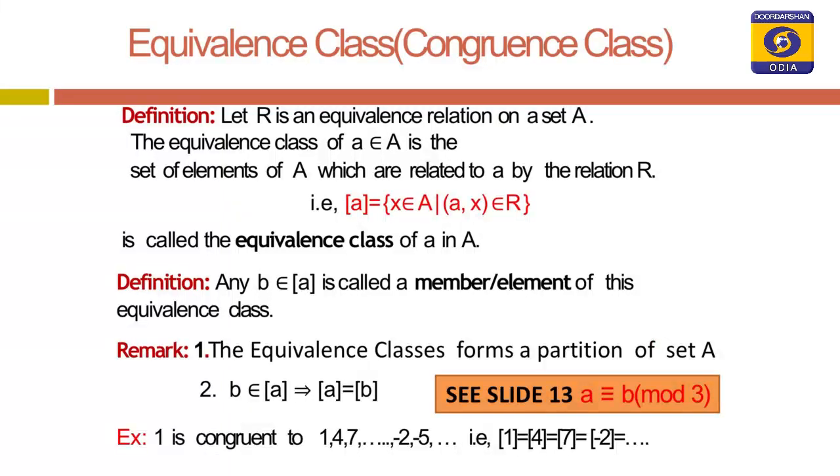Now, after this we will discuss equivalence class. Because without an equivalence relation we cannot have an equivalence class. So, what is an equivalence class? Equivalence class is nothing but a partition. So, first of all we should know what is a partition of a set.